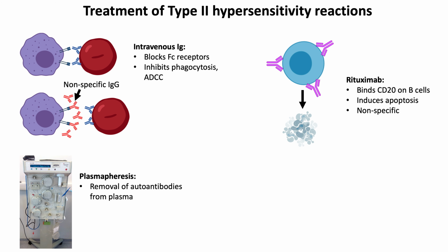There are options for depleting B cells in very severe cases and life-threatening cases of type 2 hypersensitivity. You will remember rituximab from your molecular cells and cancer course. This is an antibody that binds to CD20 on B cells and induces apoptosis of those B cells. And so this is a very non-specific B cell depletion to disrupt antibody responses. And of course, there are other immunosuppressive drugs, and corticosteroids can commonly be used to treat type 2 hypersensitivity reactions.